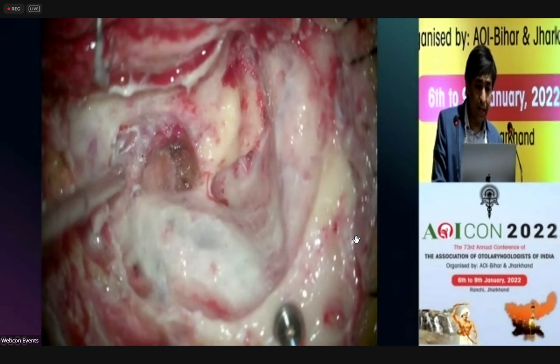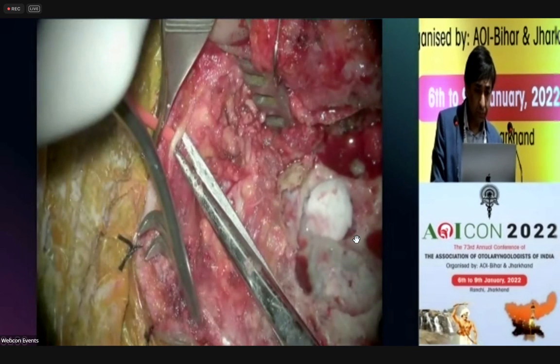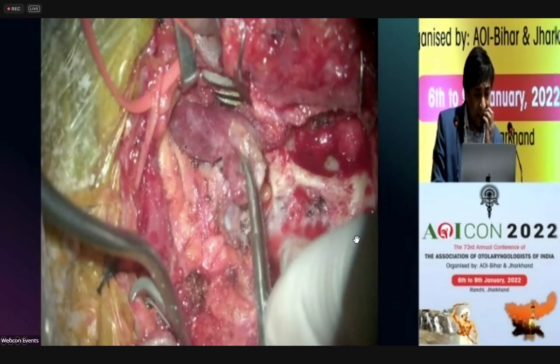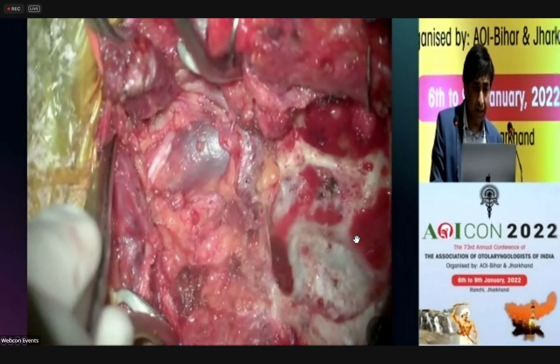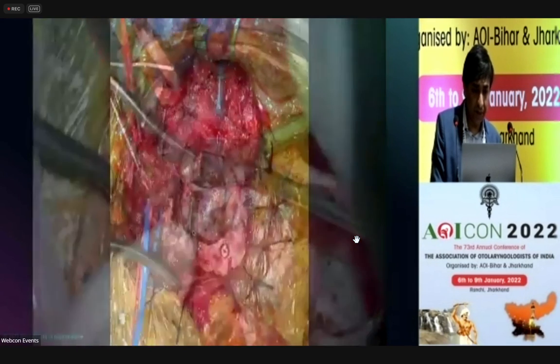Now, this can be done in smaller tumors where you preserve the fallopian bridge itself. Now, this is great auricular nerve. Digastric resected out, IJV identified, carotid identified in the neck, IJV identified.